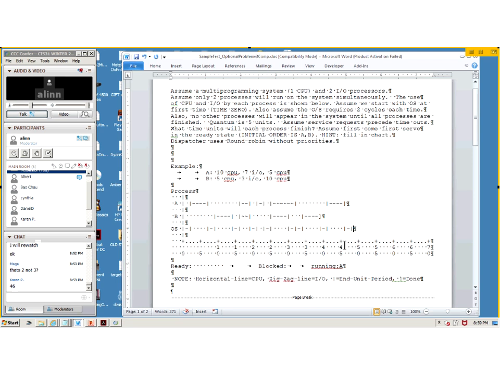What do you mean that's 2, not 3? I'm sorry, which one? 46. Yeah, it completed at 46, that is correct. When did B complete? Yes. And when did the operating system run out of things to do? Okay. How many units did the operating system use?